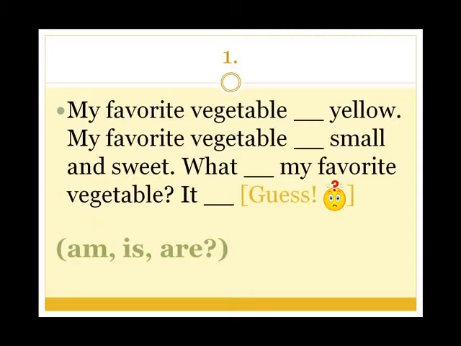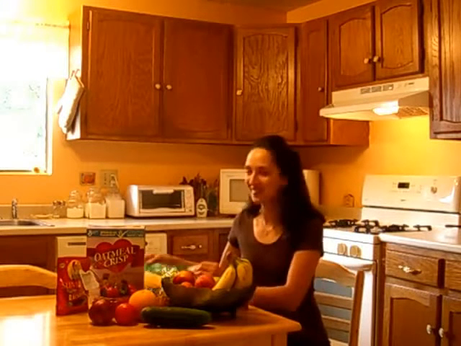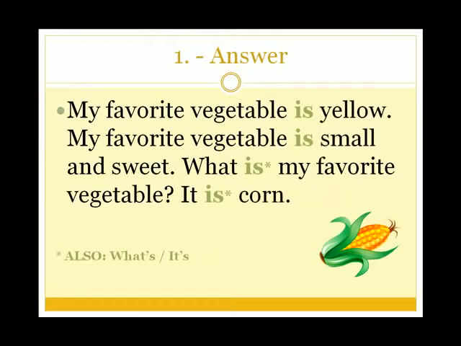Number 1. Use forms of be to complete the statement. If you need more time, use the pause button. Now listen to the answer. My favorite vegetable is yellow. My favorite vegetable is small and sweet. What is my favorite vegetable? It's corn.